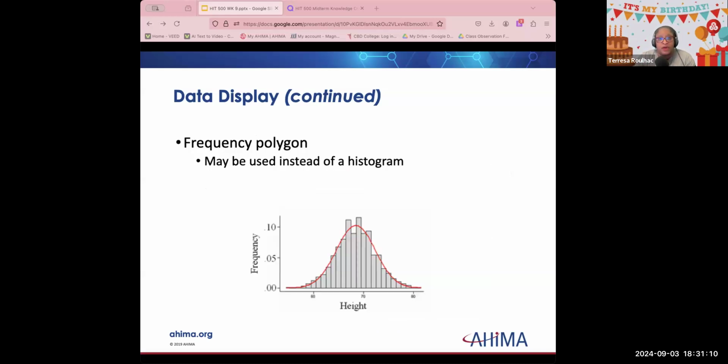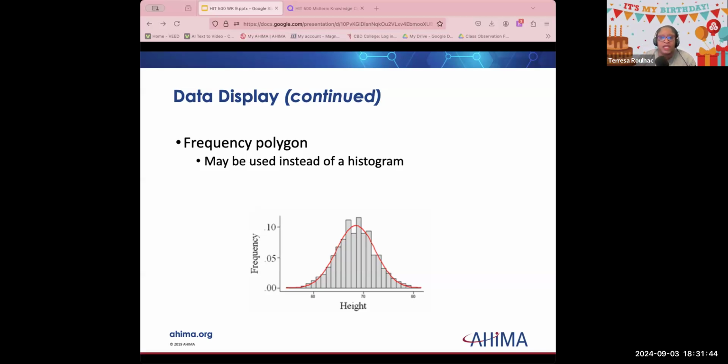With our frequency polygon, this is a graphical representation of distribution that helps to understand its shape. A frequency polygon in a healthcare setting could be employed to visualize and analyze distribution of some health related data. So it may represent the frequency of patient vital signs within a specific range. You may be looking at blood pressure readings or even heart rates.